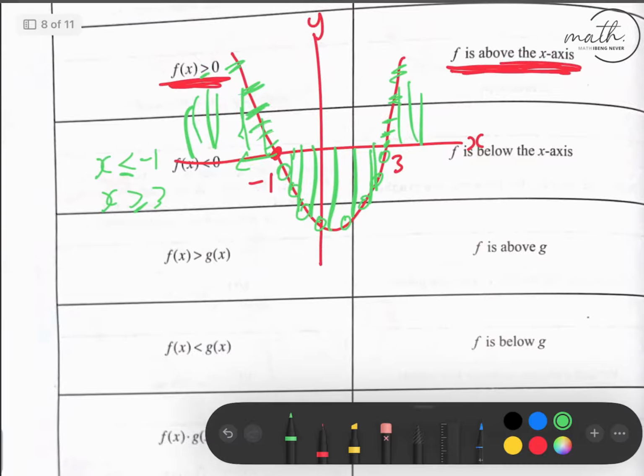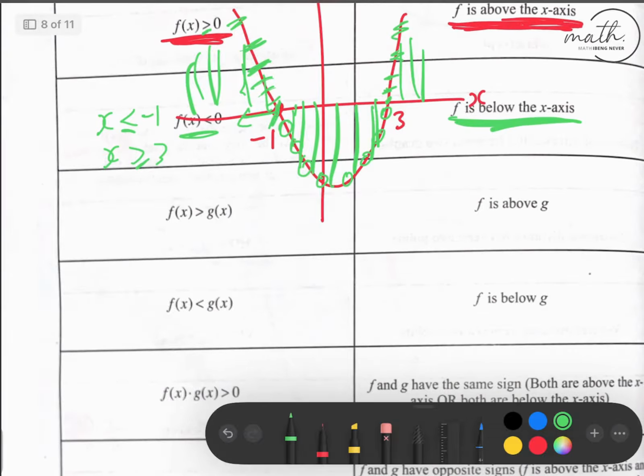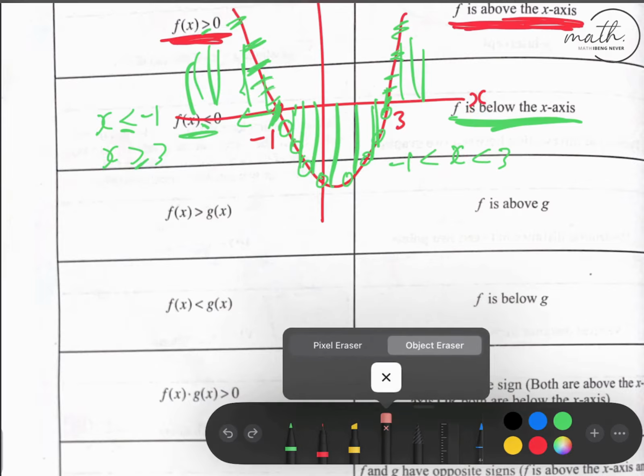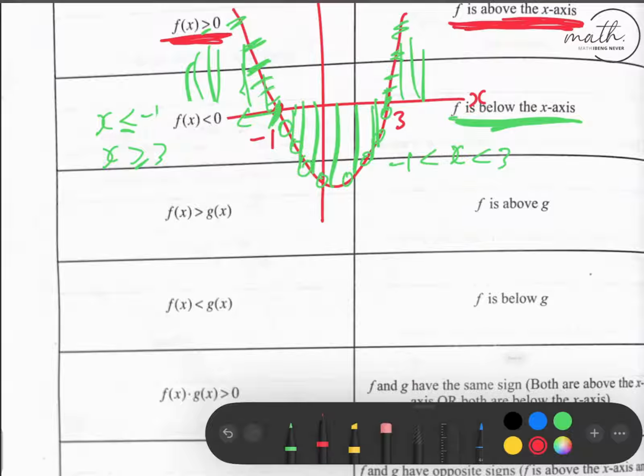So in the same case, this one, the second one, f of x less than, that means where it's below. So in this case, it's the region from here up until there. That means x is between -1 and 3. Again, if they said equals to, you just also add equals to there. If they ask you where is f of x less than, that's where it's below the x-axis here. So it's between -1 and 3.